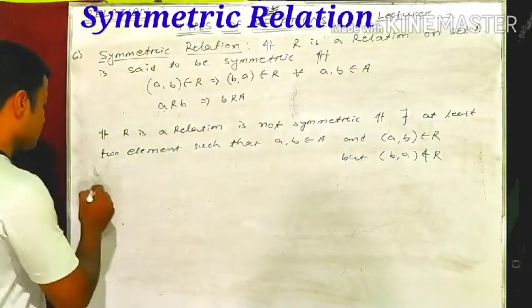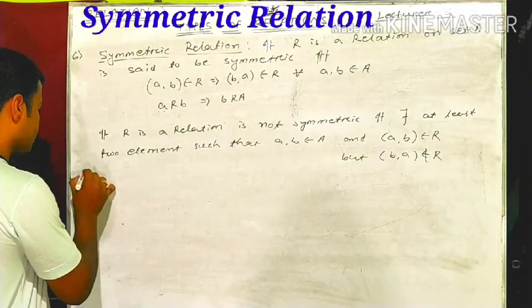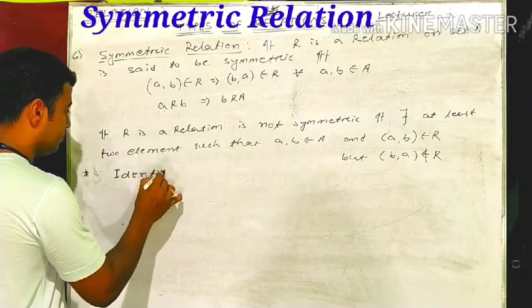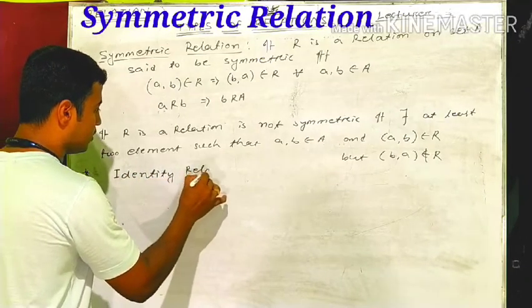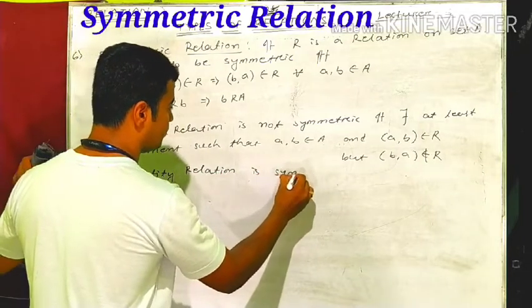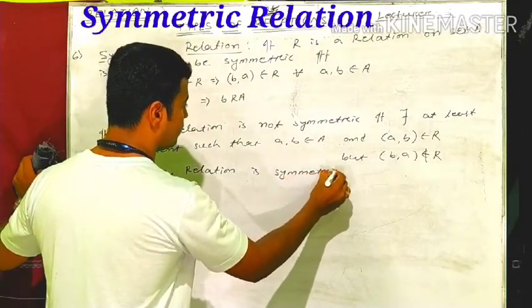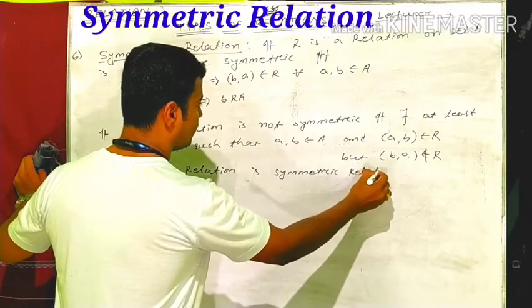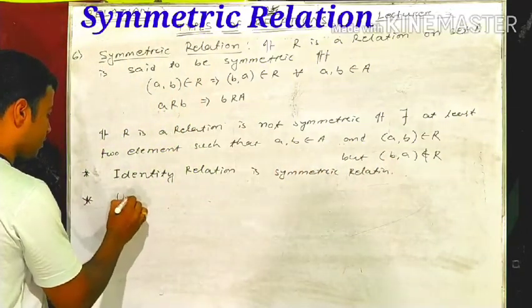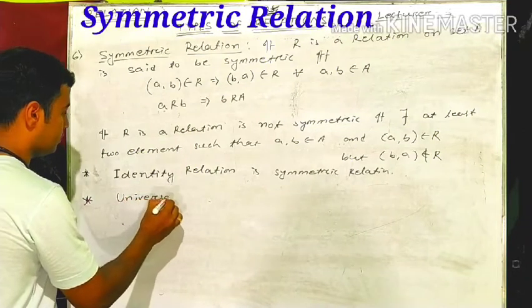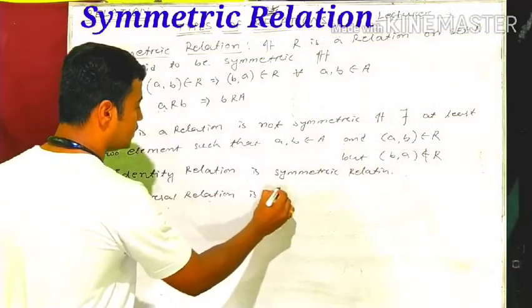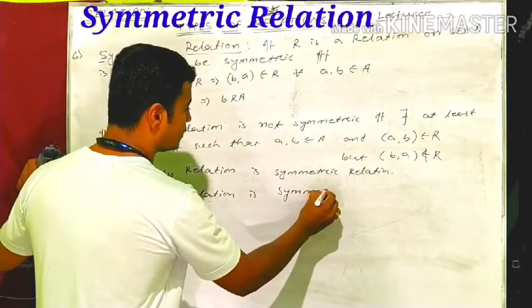In the first example, the identity relation is a symmetric relation. Second, the universal relation is a symmetric relation.